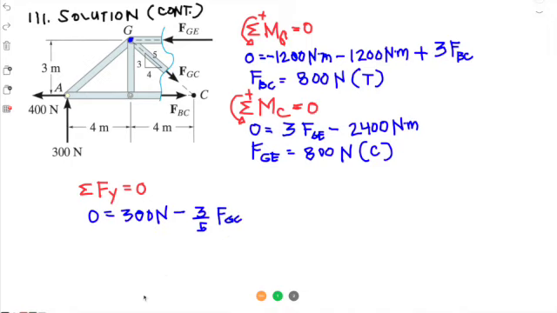So if we'll do the manipulation for this one, FGC would be, we transpose this 3/5 FGC on the left side, that would become positive. You divide 300 by 3 and multiply it by 5, that's 100 times 5. So this means it's 500 newtons. And what is FGC doing? It's pulling this member GC. So it's a tensile force.